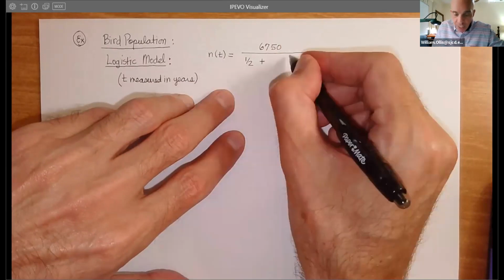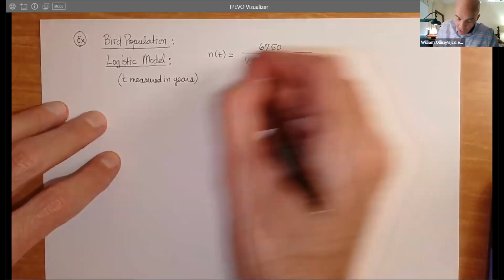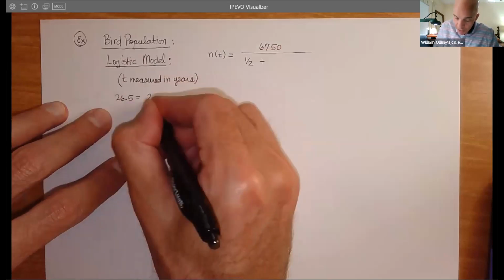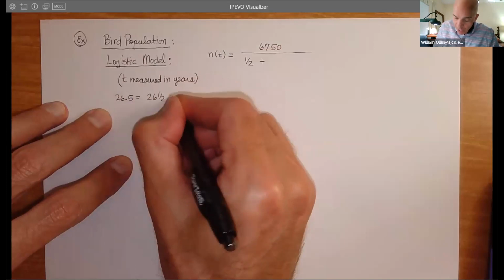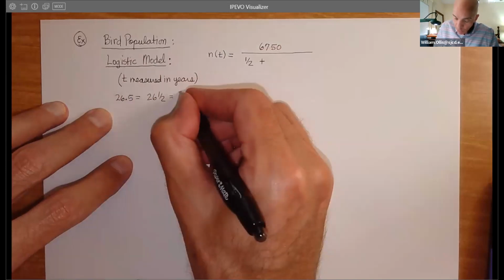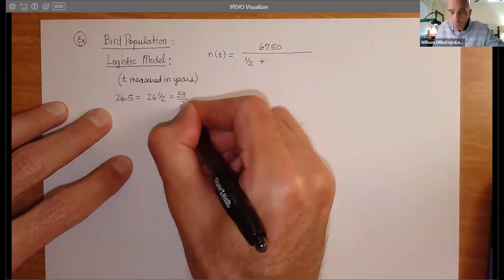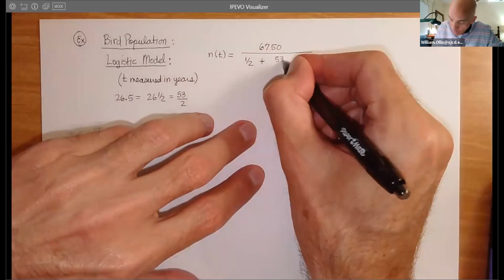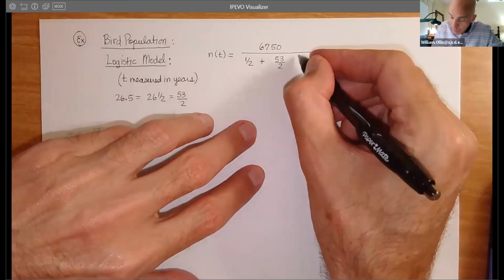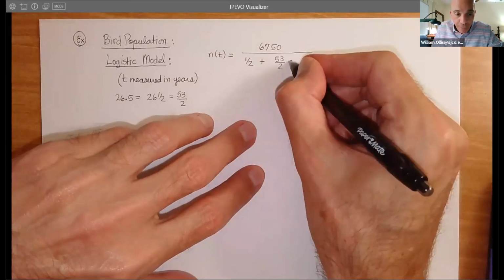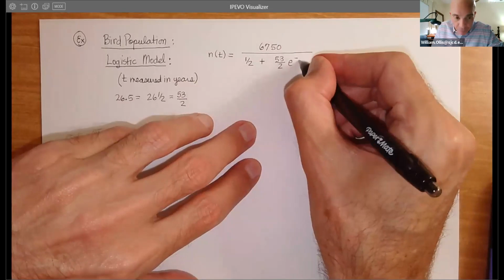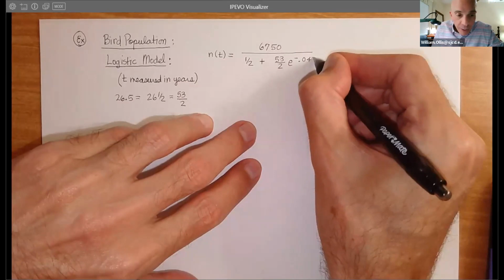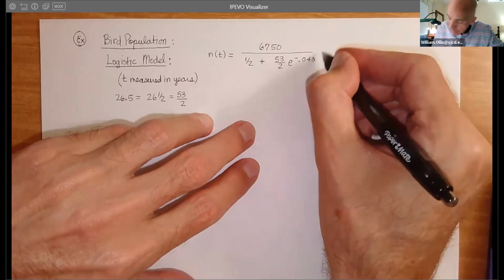And this is 26.5 when it was listed in the WebAssign. But 26.5 is 26 and a half, so that will give you 52 plus 1 or 53 over 2. So I went ahead and converted these to make our arithmetic easier. 53 over 2. And then we have this exponential term, e, and the power is negative 0.043, and then we have the t.